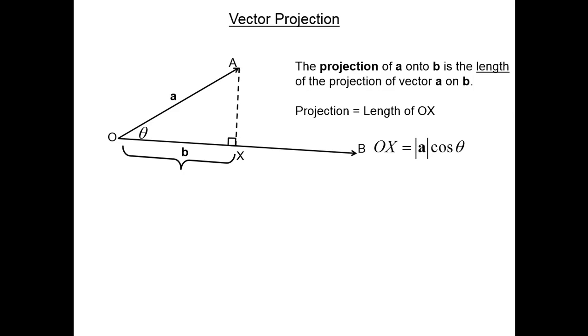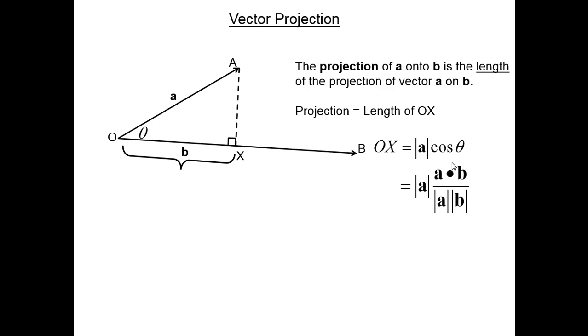Using a little bit of trigonometry, SOHCAHTOA, right triangle trig, just make sure you see it. OX would be defined as the magnitude of vector A times the cosine of theta. Think adjacent over hypotenuse. Well, we have a formula for the cosine of theta. Of course, we just learned it. That would be A dot B divided by the magnitude of A times the magnitude of B.